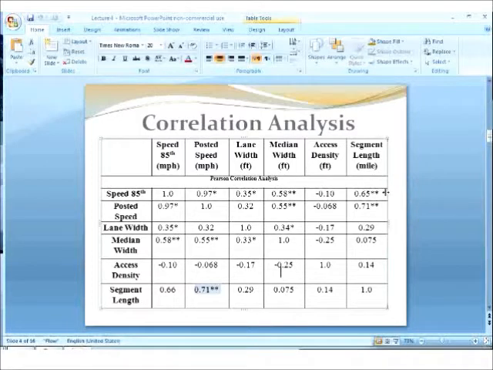Now, if you are going one step further, towards regression analysis, this correlation analysis gives you a better idea which independent variables to take in your model and which independent variables to leave.